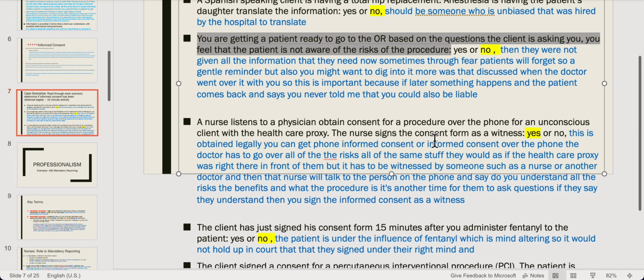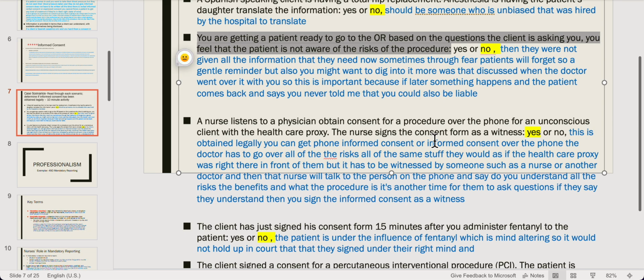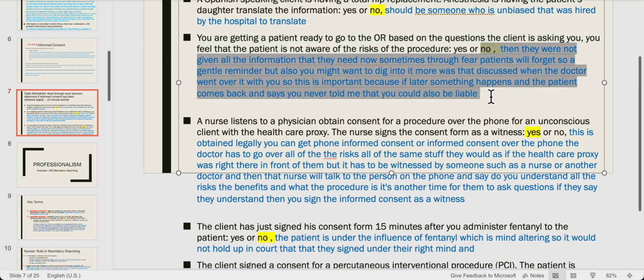You are getting a patient ready to go to the OR, and based on the questions the client is asking you, you feel that the patient is not aware of the risks of the procedure. No, then they were not given all the information that they need. Now sometimes through fear patients will forget, so a gentle reminder, but also you might want to dig into it more. Was that discussed when the doctor went over it with you? This is important because if later something happens and the patient comes back and says, you never told me, you could also be liable.